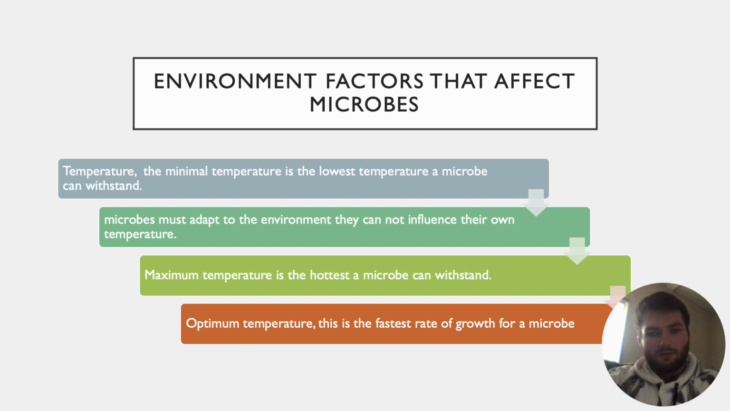And so microbes must adapt to environments because they cannot influence their own temperature. Microbes cannot change their temperature like how we fluctuate ours. Our body can get hotter or it can make itself colder. Microbes can't do that. So it has a minimum temperature, a maximum temperature, and an optimum temperature. The maximum temperature is the hottest a microbe can withstand, and the optimum temperature is that Goldilocks zone where it has the fastest rate of growth. So every microbe is trying to get to that temperature.